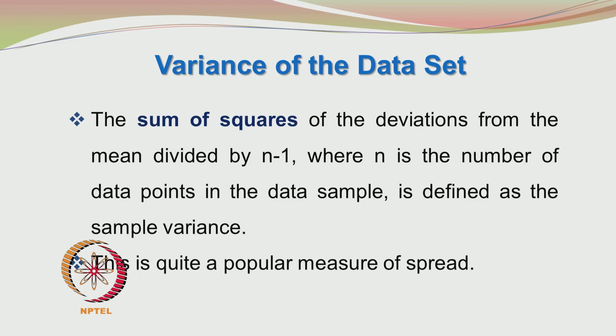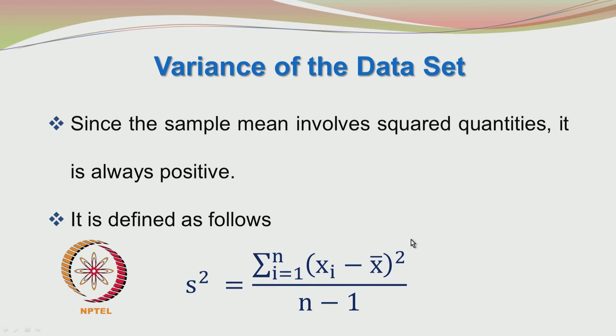Now, let us come to the most rigorous form of identifying the spread in the data. Here we find the sum of squares of the deviations from the mean and divide it by n minus 1, where n is the number of data points in the data set or sample. This is called the sample variance, and this is very popular. Please note that the variance is always a positive quantity, because all the deviations have been squared and all of them have now become positive. Of course, we have to deal with only real numbers, we do not deal with imaginary quantities. So, after squaring, we always have positive values with us.